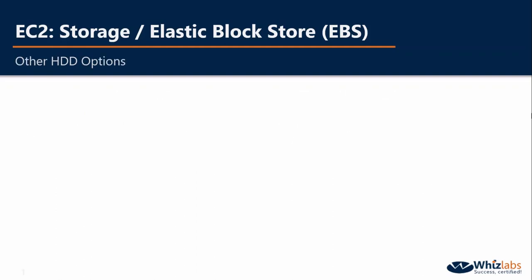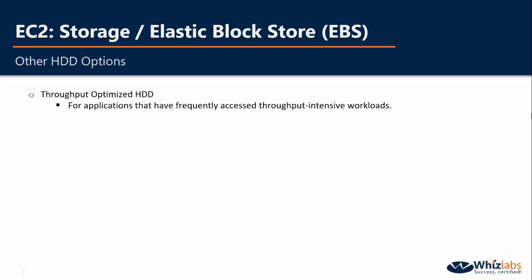Now there are some other hard disk drive options that are available and which can appear on the exam. The throughput optimized one is used for applications that have frequently accessed throughput intensive workloads. This is a low cost hard disk drive option. The max throughput per volume is 500 megabits per second.